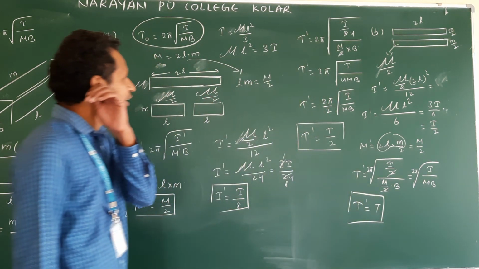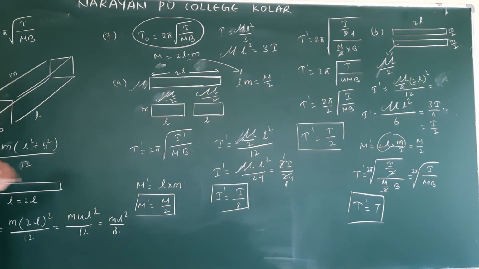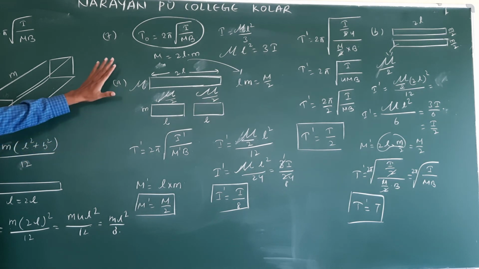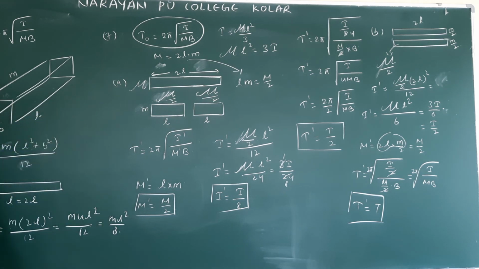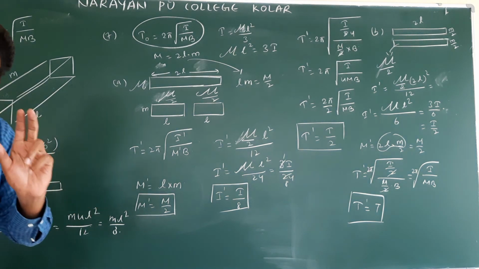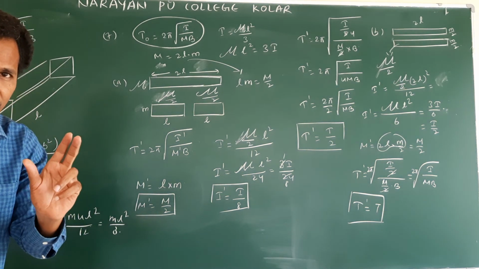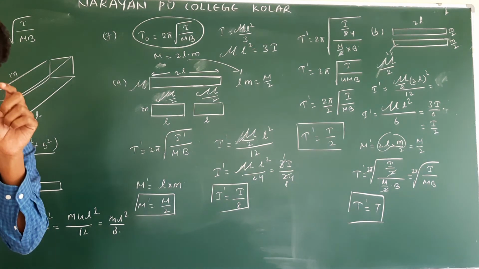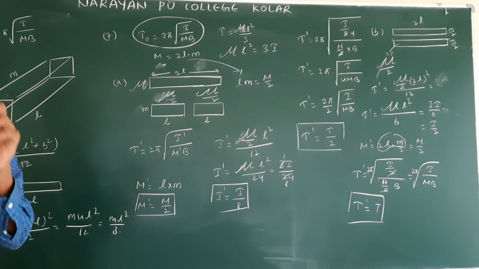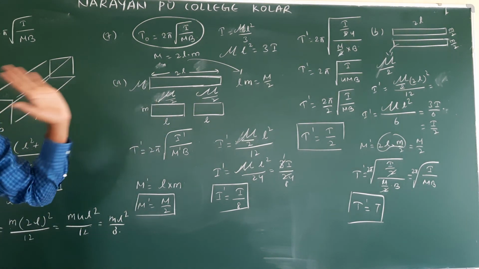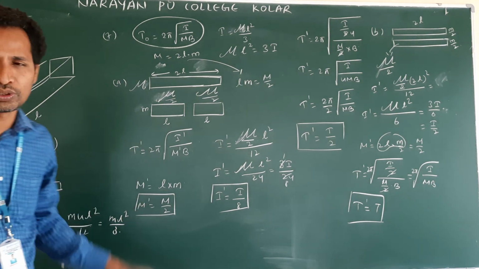Do you find the change now? So what do we do whenever you find these kinds of questions? When a magnet is cut, then find the time period of each piece. What we need to do? First we need to concentrate on what is the new moment of inertia, what is the moment of inertia of the individual piece, and what is the magnetic moment of the individual piece. If we know those two, then it is easy to find. Clear? So make a note of this.